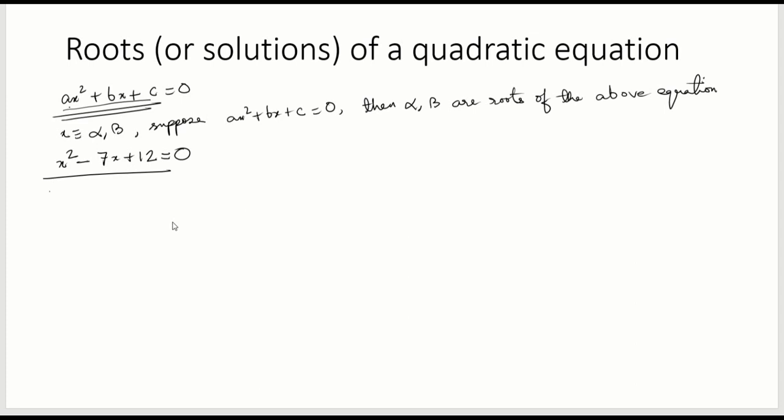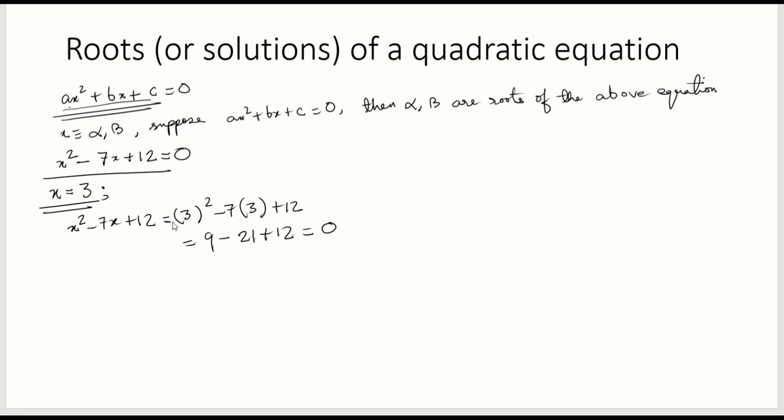Now let's check with x equals 3. Let's see if x squared minus 7x plus 12 is equal to 0 or not. Instead of x, we will substitute x by 3 here. So it will be 3 squared minus 7 into 3 plus 12, equals 9 minus 21 plus 12, equals 0. You see, x squared minus 7x plus 12 becomes 0 when x equals 3. Therefore, 3 is a root of the above equation.